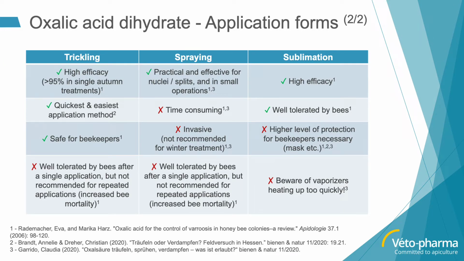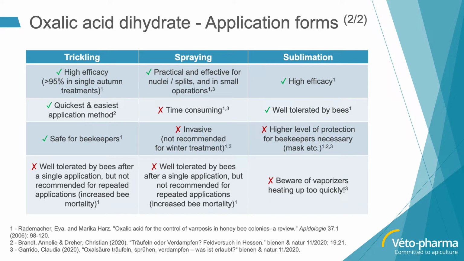Now, let's quickly summarize some of the benefits and risks of the three different application forms. Trickling is well recognized for its consistently high efficacy. It has been rated as the quickest and easiest application form in a recent comparative field trial in Germany, and it is considered safe for beekeepers. A single application by trickling is very well tolerated by bees, but repeated applications should be avoided, as these have been observed to cause increased bee mortality.